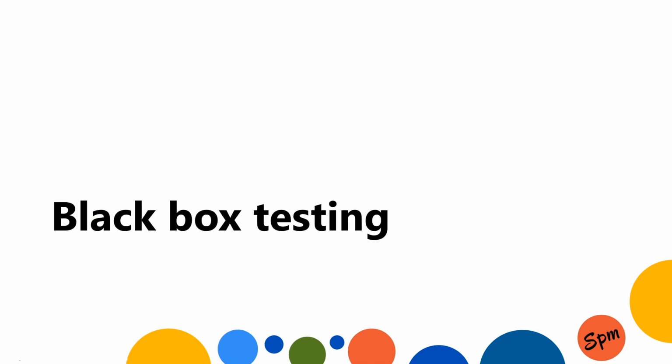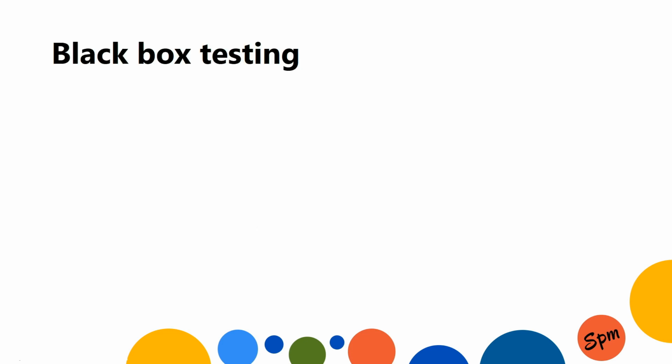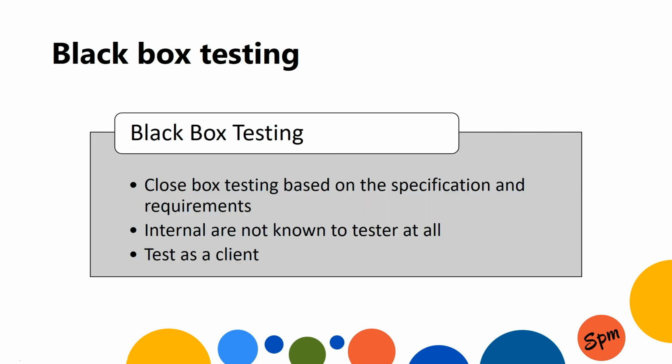Now let us see about black box testing. Black box testing is also known as functional testing. Black box testing is a testing method in which the internal structure, source code, design, implementation, these types of details are not known to the tester. As the tester does not know anything about the internal working, it is known as a black box. It means it is opaque. Means the tester can't see anything inside what is happening.